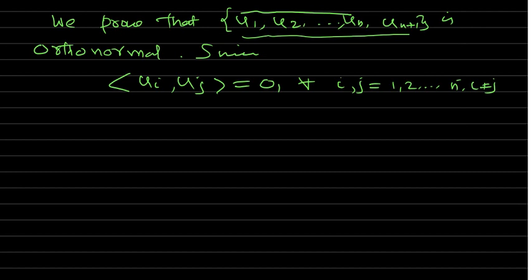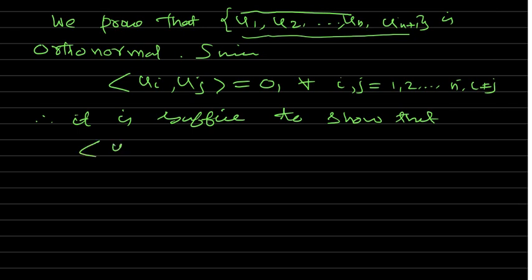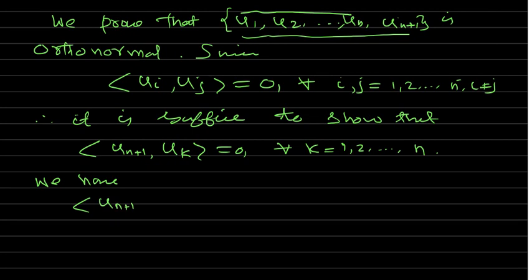To ab hamein sirf ye prove karna hai, the inner product of un plus 1 with these n vectors is also equal to 0. So therefore it suffices to show that this inner product of un plus 1 with uk is equal to 0 for all k runs from 1 up to n. Ye aapko prove karna hai. So let's find that inner product. Let's find this un plus 1, uk. We have for k runs from 1 to n.